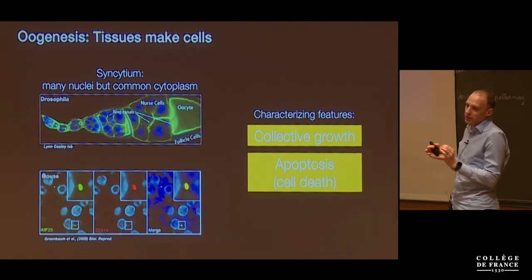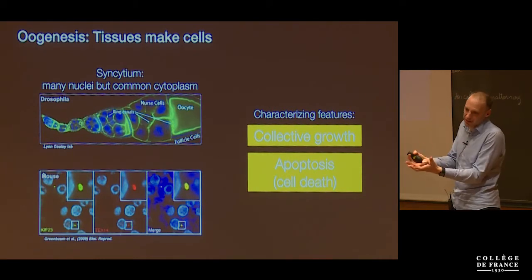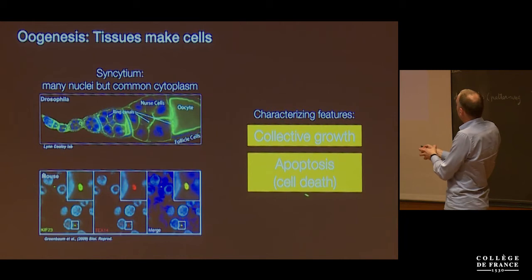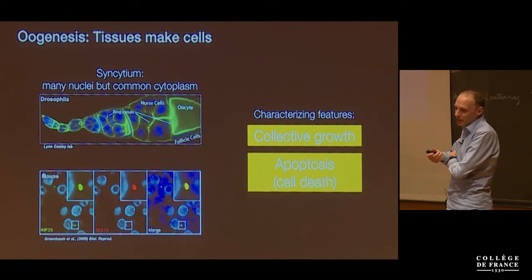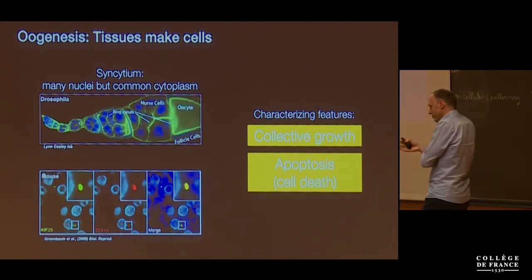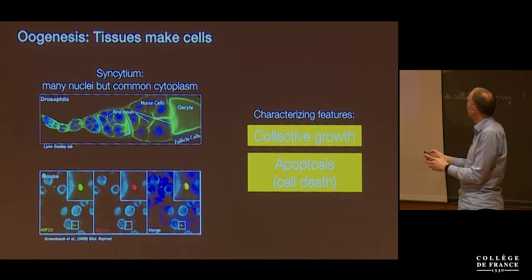So there are two characterizing features here, really. It's collective growth. So the oocytes grow, and they grow at the expense of some other cells. And there's lots of cell death, lots of apoptosis in the germline as well. So cells often undergo programmed cell death in the germline.